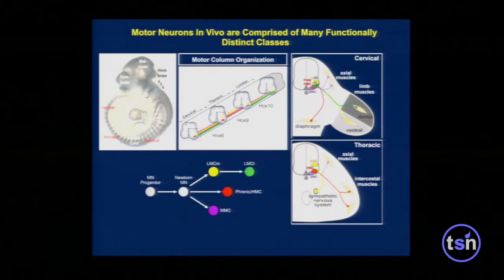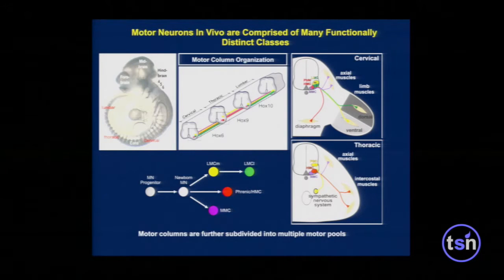And so one of the real questions that we have as a field is trying to understand how we can take stem cells and walk them through these developmental processes to create the diversity of cell types that we would like to be able to study, because just one particular type of motor neuron may not be able to do it all.